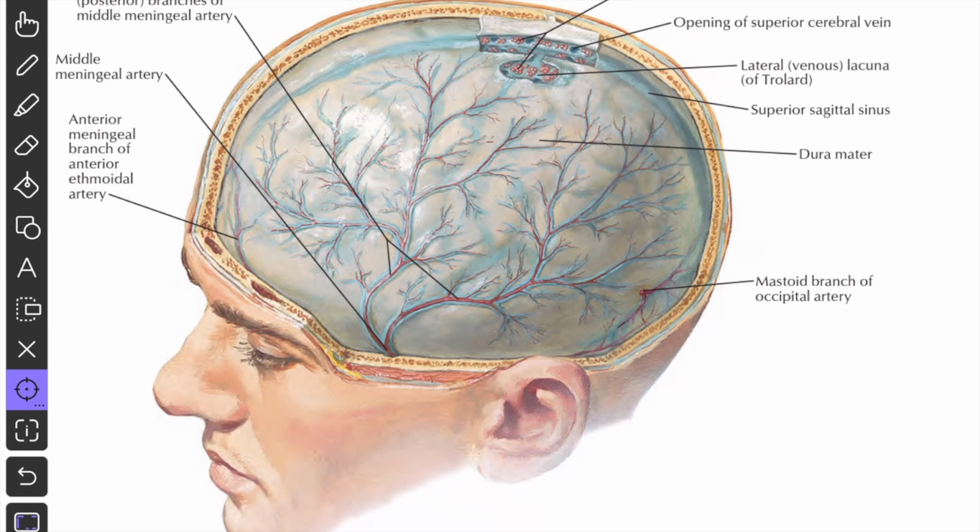The middle meningeal veins are closer to the bone than the arteries. The grooves on the parietal bone are actually caused by the veins, which are more liable to be torn in fracture of the skull.